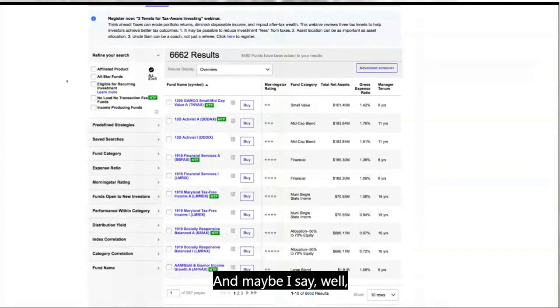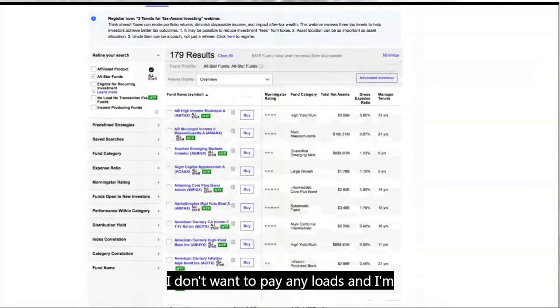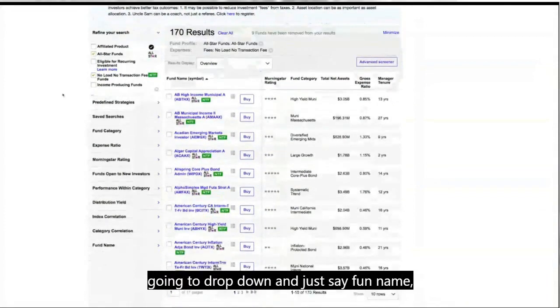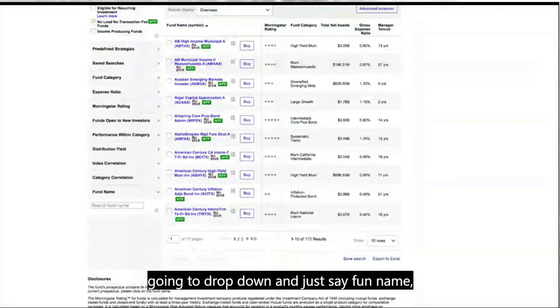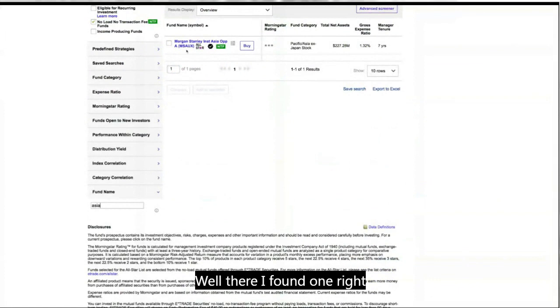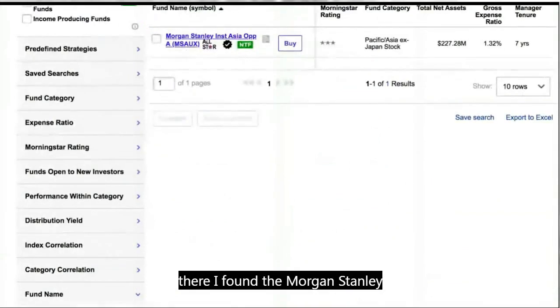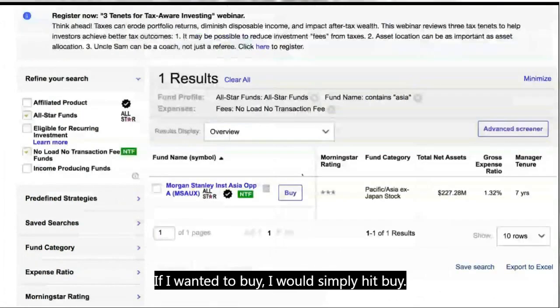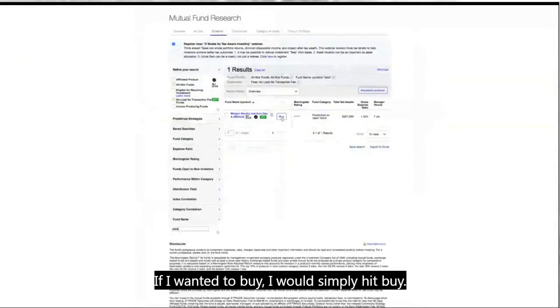And maybe I say, well, I want an all-star fund. I don't want to pay any loads. And I'm going to drop down and just say fund name. Let's see if I can find something that has Asia in it, right? Well, there, I found one right there. I found the Morgan Stanley Institutional Asia Opportunity, MSAUX. It's an all-star list, right? Well, I screen for that. And I can get involved with this no transaction fee. Great. If I wanted to buy, I would simply hit buy, and that's going to load up my window.